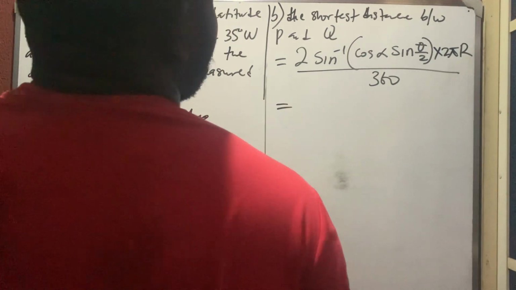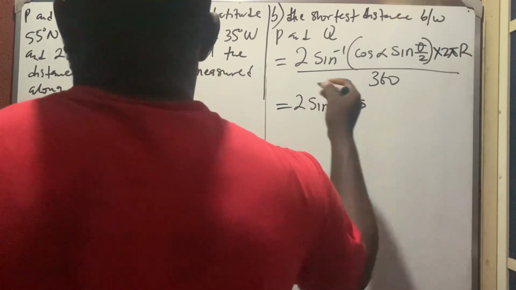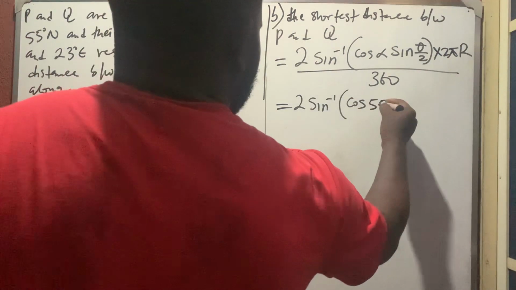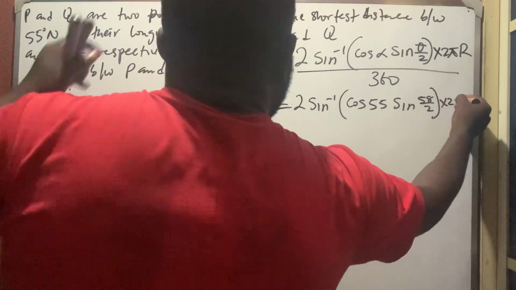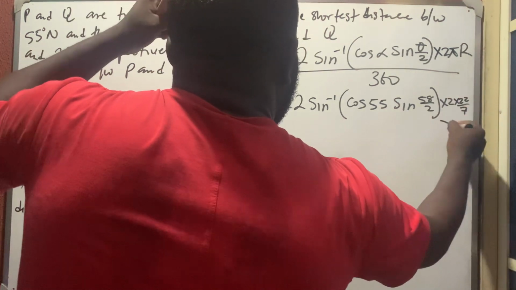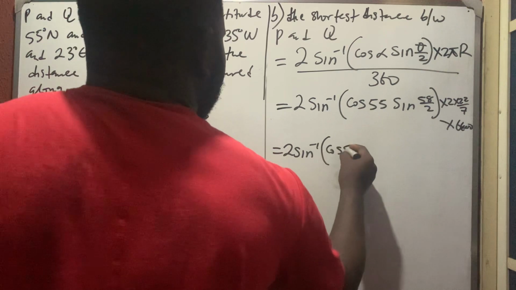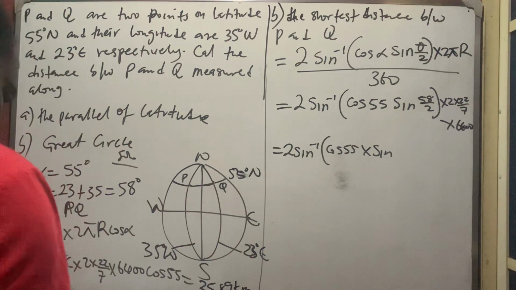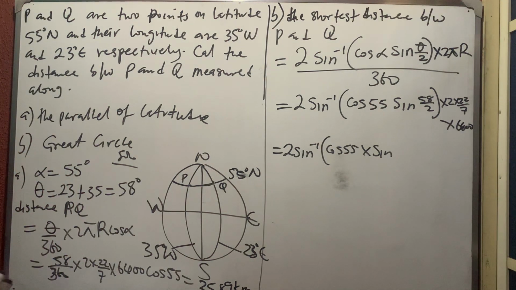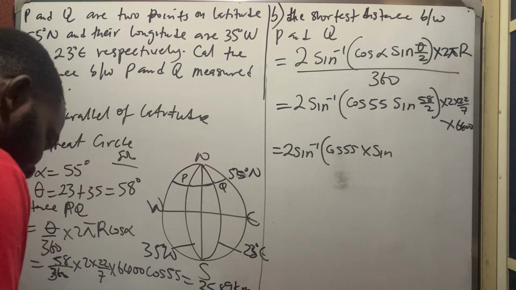So this is equal to 2 sine inverse of, first of all, cos alpha, which is 55, cos 55, sine 58 divided by 2, then times 2 times 22 over 7 times 6400. So I'm going to have 2 sine inverse of cos 55 times sine 58 divided by 2. How did I get 58? So press your calculator, 58 divided by 2.